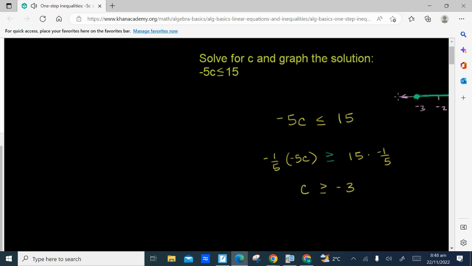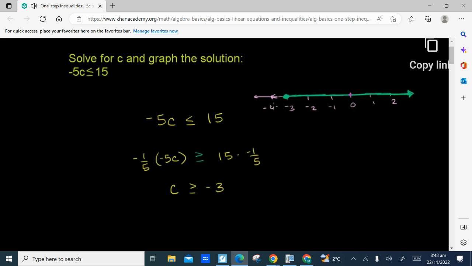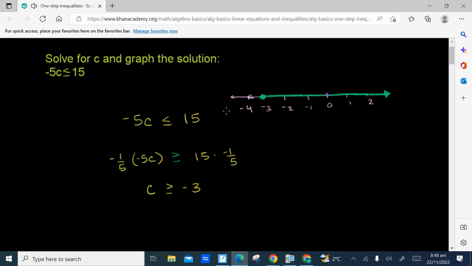Now let's try a number that's outside of it, and I haven't drawn it here. I could continue with the number line in this direction. You would have a negative 4 here. Negative 4 should not be included, and let's verify that negative 4 doesn't work. Negative 4 times negative 5 is positive 20, and positive 20 is not less than 15. So it's good that we did not include negative 4.